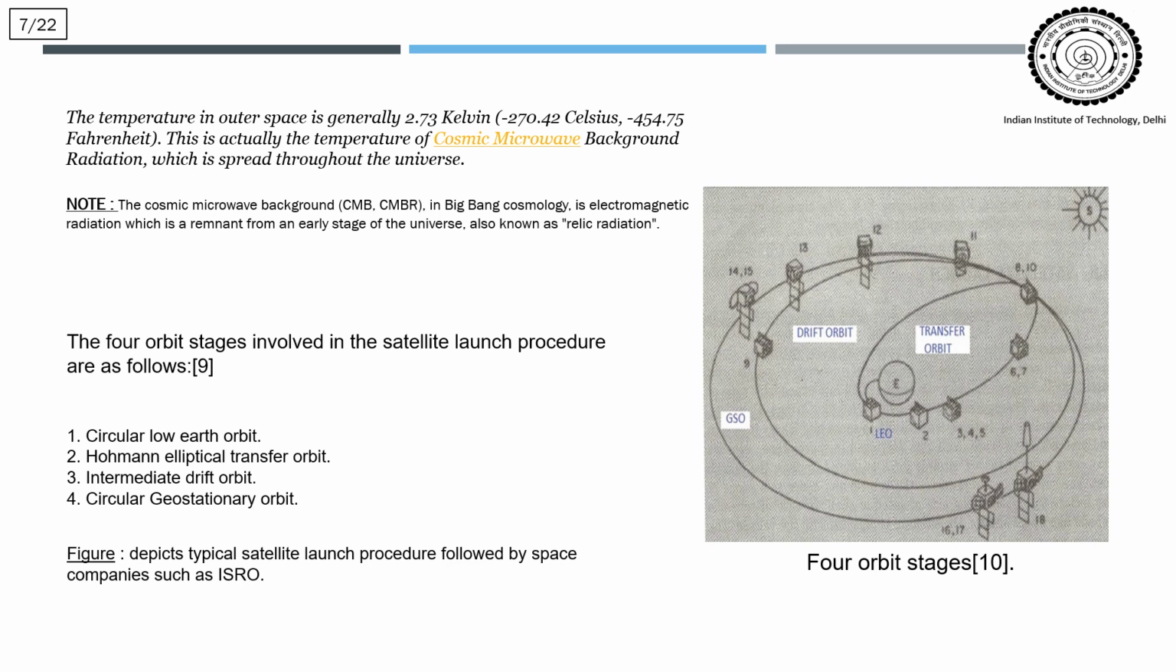Next, we can see the 4 orbit stages of a satellite. First is the circular low Earth orbit. Second is the Hohmann elliptical transfer orbit. Third is the intermediate drift orbit. And the fourth is the circular geostationary orbit.